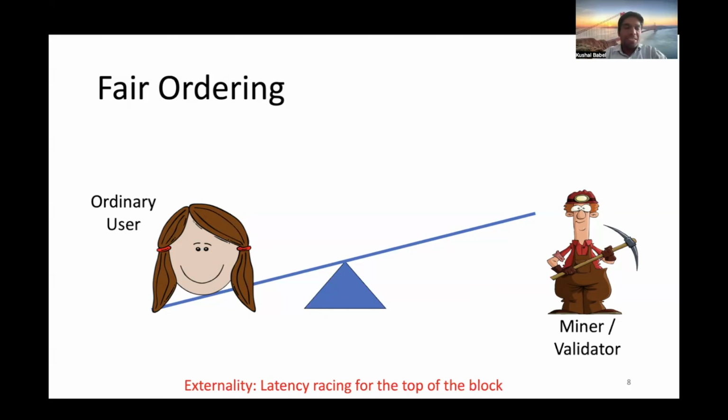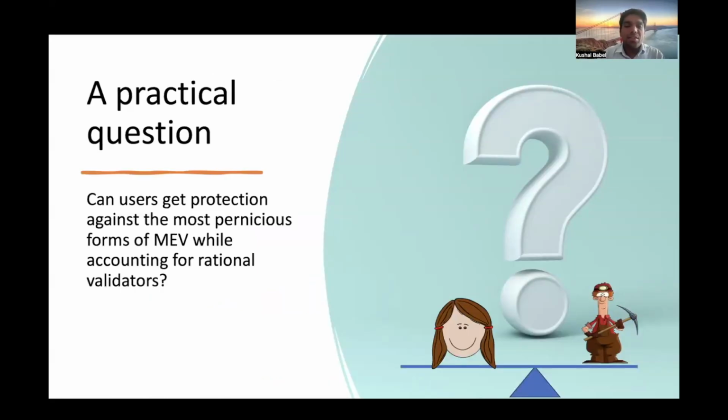Okay, so having presented this context, let me now present to you how PROF strikes a balance between the two. The practical question that we ask in this work is, can users get protection from the most pernicious forms of MEV? I want to be clear that not all MEV is harmful to users. For example, arbitrage across two exchanges is needed for a well-functioning market. But other forms of harmful MEV like sandwiches, front running, forced liquidations, and so on, can we get protection from those kinds of pernicious forms of MEV while accounting for validators who will only act in their self-interest? In some sense, we want to restore the power balance and also have validators opt into this mechanism.